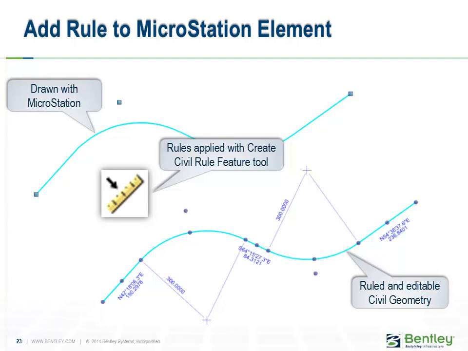The Create Civil Rule Feature tool adds rules to MicroStation graphics, turning them into civil geometry elements, where they have all the same capabilities as any other civil geometry element. The Create Civil Rule Feature tool is simple to use. Just select the MicroStation element and you're done. The Create Civil Rule Feature works for both horizontal and vertical geometry.